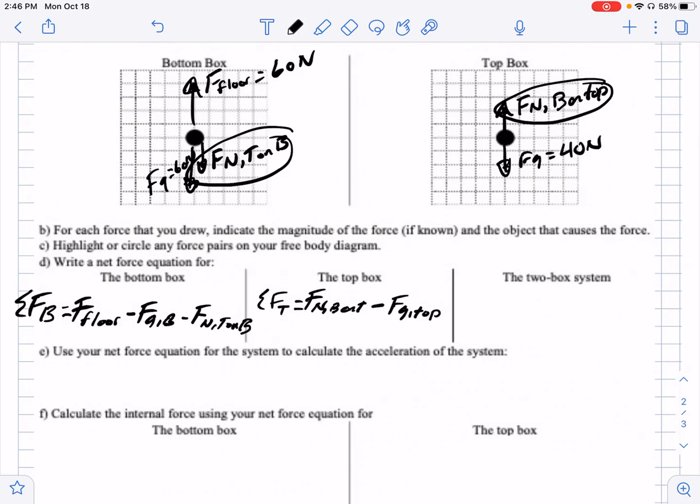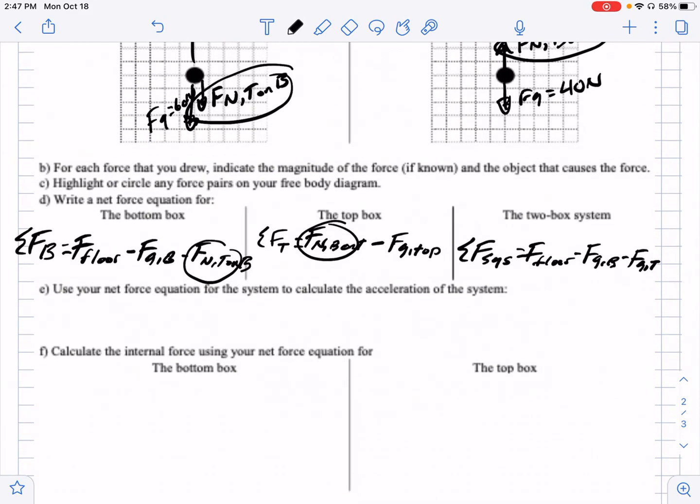All right, so now we can make our net force equation for the system of both boxes. And remember, we just add these two together. And so the net force of my system is going to equal, we have the force from the floor minus the weight of the bottom box minus the weight of the top box. And so what canceled out here was our internal force, right? That normal force between those two, because they're equal and opposite direction there. So we have our net force of our system.